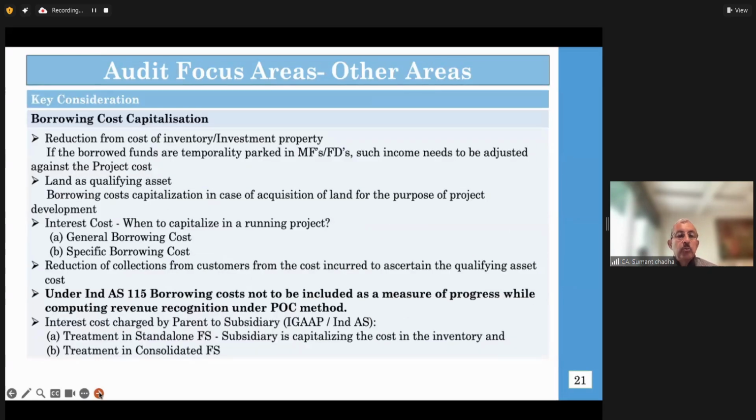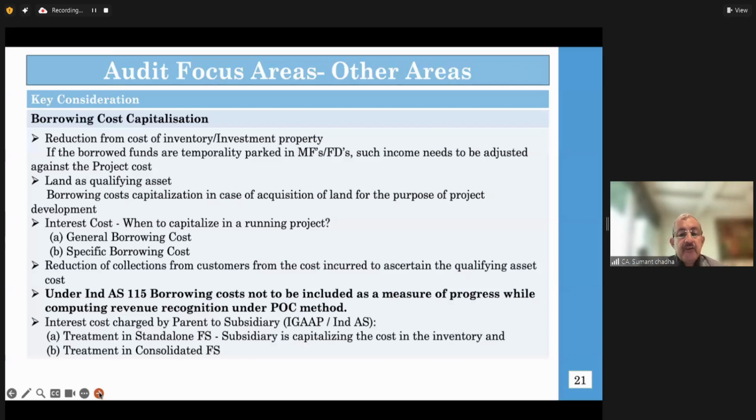Then I can go to borrowing cost capitalization. If the borrowed costs are temporarily parked in mutual fund or fixed deposit, such income needs to be adjusted against the project cost. So one-to-one correlation is borrowing cost capitalization in case of acquisition of land for the purposes of project development. I do that. But interest cost, for example, whether to capitalize in a running project, general borrowing cost, specific to a project borrowing cost, all those considerations will apply. There are too many scenarios.